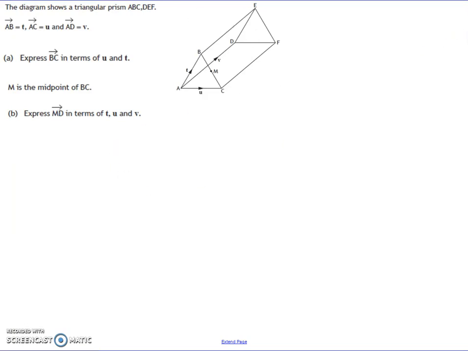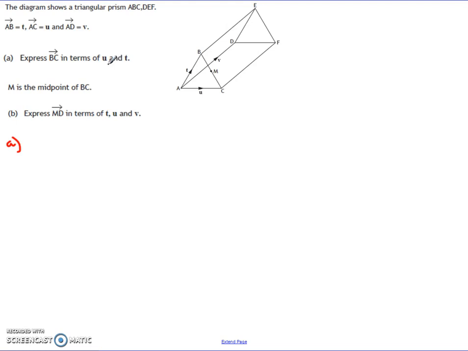Final question was a diagram like this. It shows a triangular prism. It's got a few vectors marked on it. So AB is equal to the vector t, AC is equal to u, and AD is equal to v. We have to express a couple of journeys in terms of these. So the first one it wants us to do is express B to C in terms of u and t.